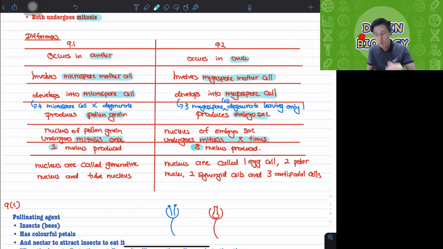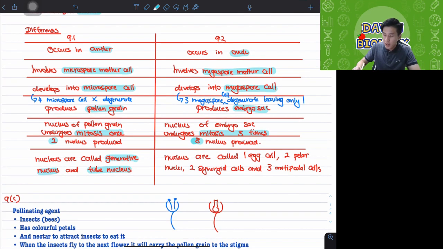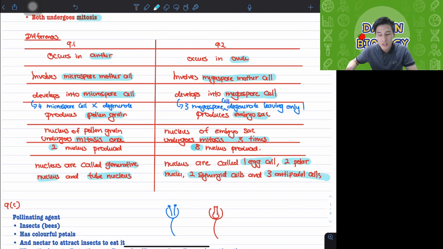And the last one, we name all the nuclei also. It's considered a comparison. As we mentioned just now, the pollen grain has a generative nucleus and a tube nucleus. This one, we have 1 egg cell, 2 polar nuclei, 2 synergid cells, 3 antipodal cells.